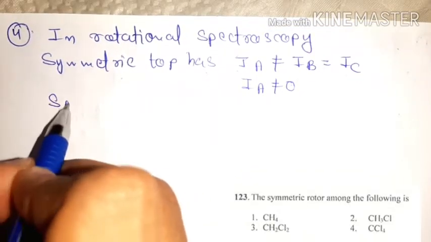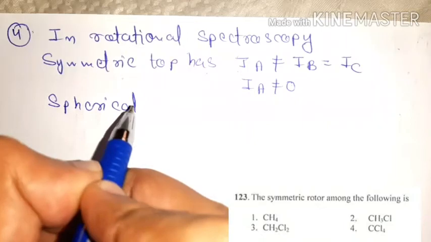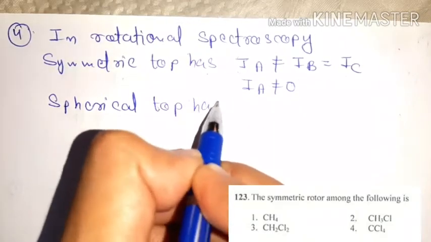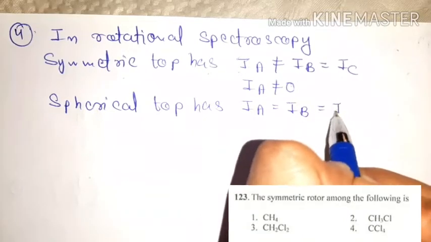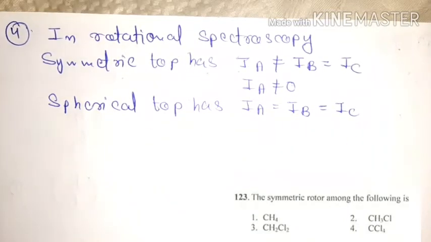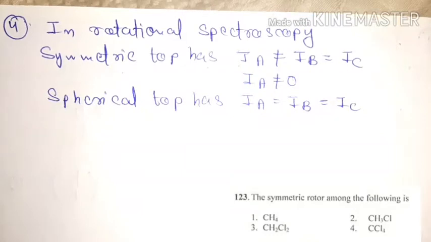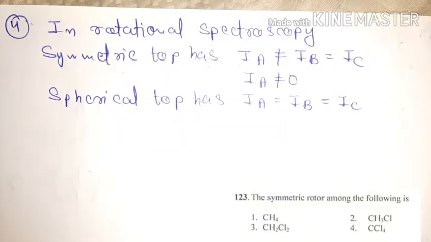And for a spherical top molecule, IA is equal to IB and IB is equal to IC. All 3 moments of inertia along the x, y and z axes will be equal in a spherical top molecule, but in a symmetric top molecule the moment of inertia along one axis will not be equal to the moments of inertia along the rest of the 2 axes. So this is the condition for spherical top and symmetric top molecules.